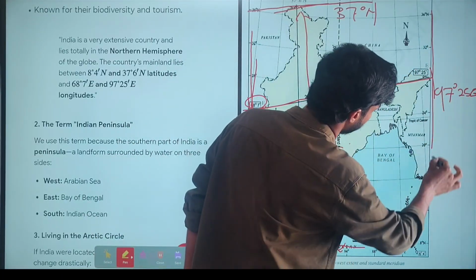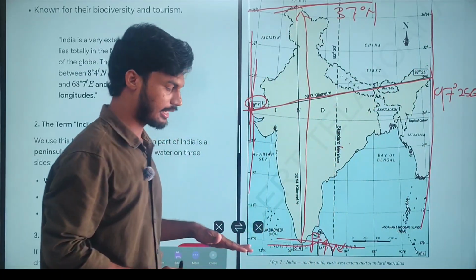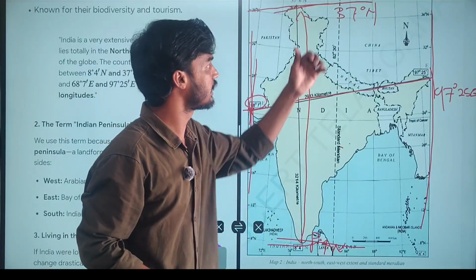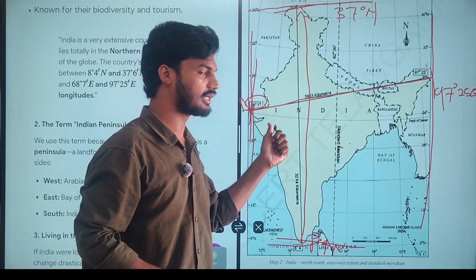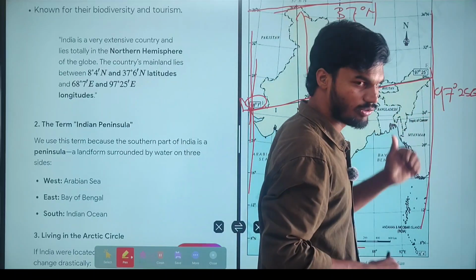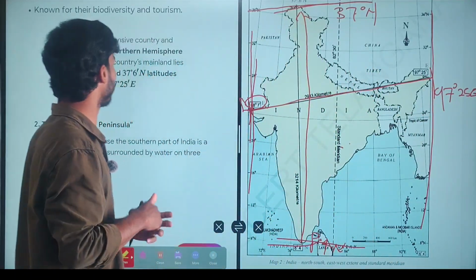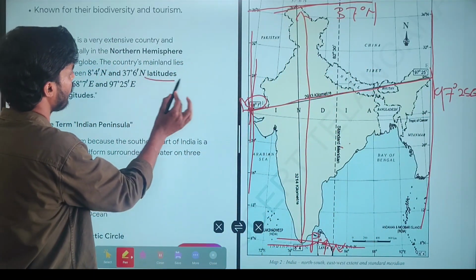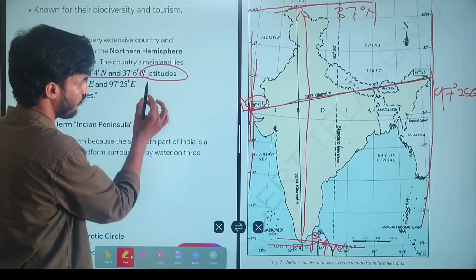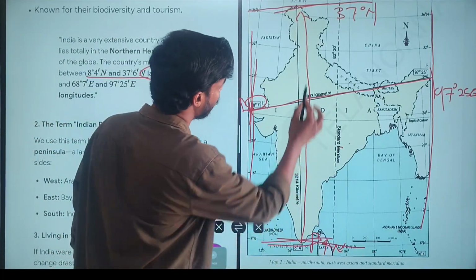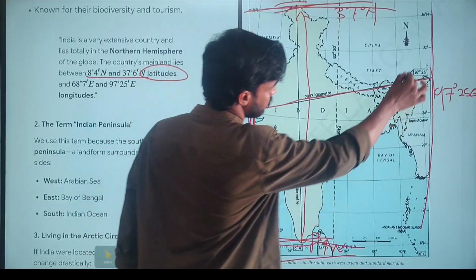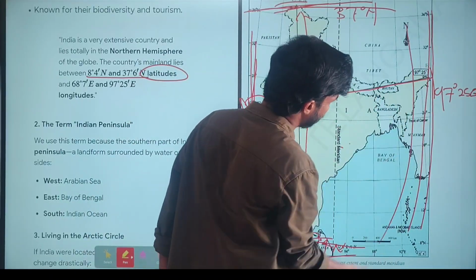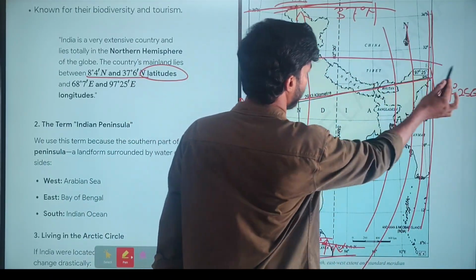These are the longitudes. Our India extends 8 degrees 4 minutes north to 37 degrees 6 minutes north, whereas it extends 68 degrees 7 minutes east to 97 degrees 25 minutes east. We have given the latitude and longitude. Don't get confused. Whichever is given from here to here is the latitude, and this one is the longitude. Clear?